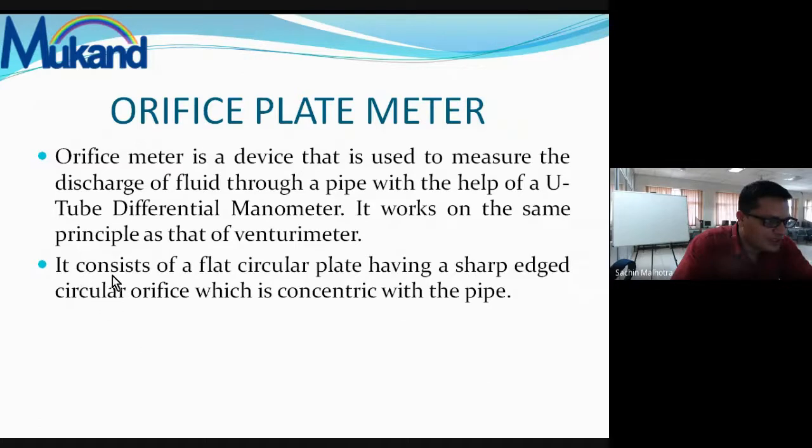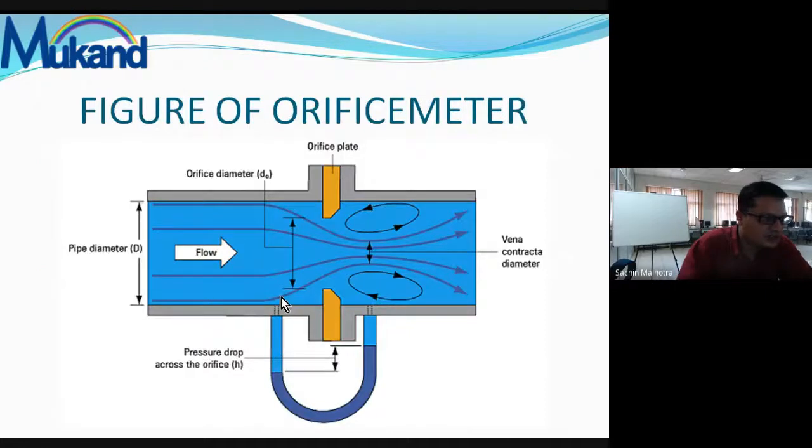Now the orifice meter consists of a flat circular plate having a sharp-edged circular orifice which is concentric with the pipe. You can see it in the next figure. This is a pipe of diameter D having cross-sectional area A. This is the direction of flow.